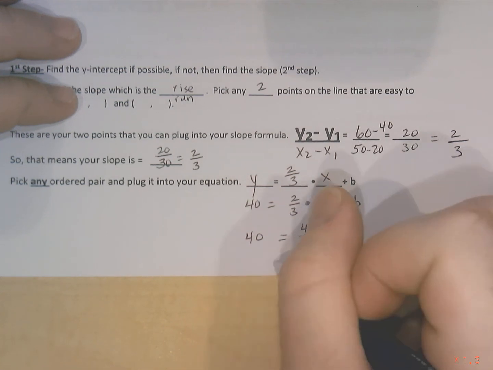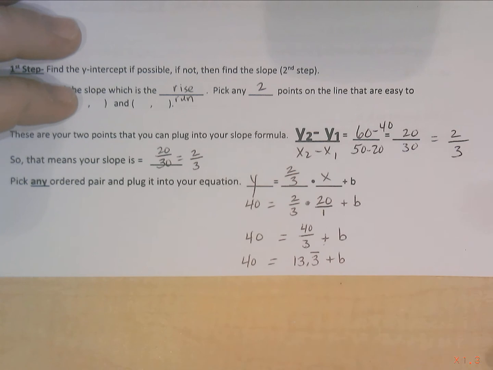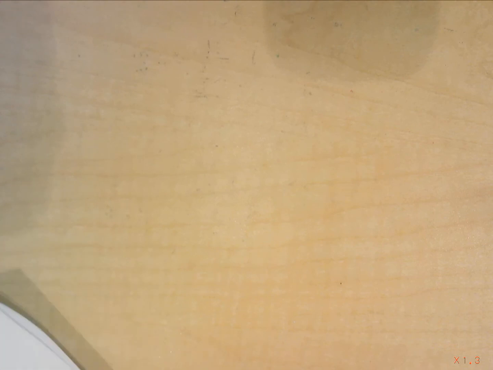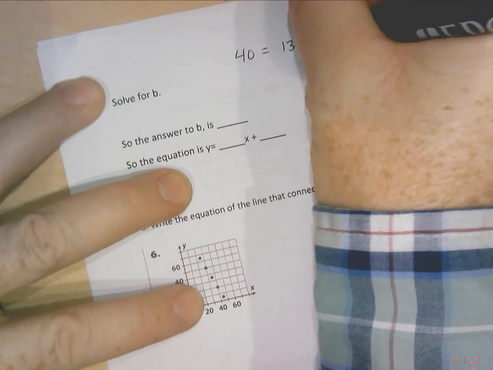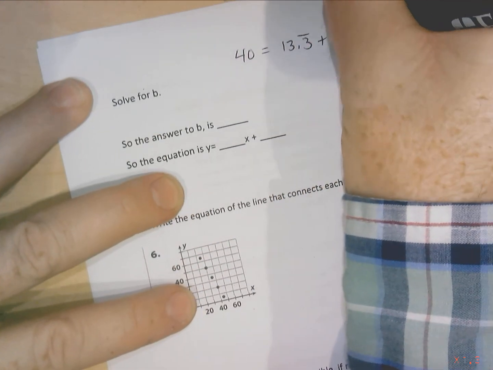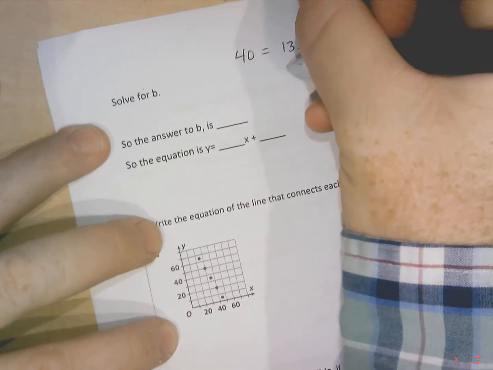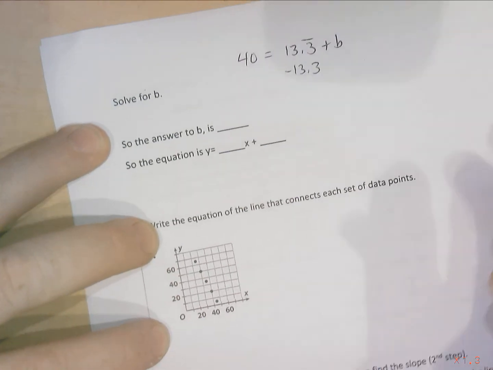Plus b equals 40. And then what you want to do is subtract 13.3 from both sides, because you want to cancel this out. So let's see if I have that on the other sheet of paper on the back end here. Yeah, so let's do that here, just so I don't cause any confusion. So it's 40 equals 13.3 repeating plus b. We solve for b, we subtract 13.3 from both sides.